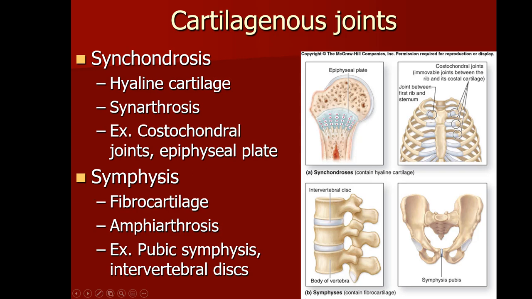Symphyses are held together by fibrocartilage, which you know is really strong. We'll start with the obvious one. The pubic symphysis is this joint right here between the fronts of your hip bones. These are classified as amphiarthroses because you get a little bit of movement there. Not much, but just a tiny bit of movement. Then also your intervertebral discs are considered a symphysis because they're connected by fibrocartilage, and you get a slight degree of movement.